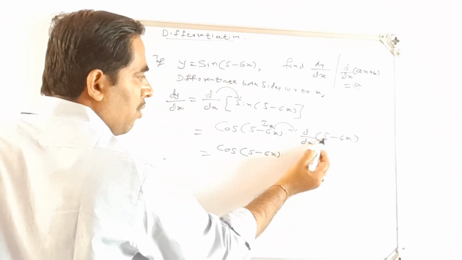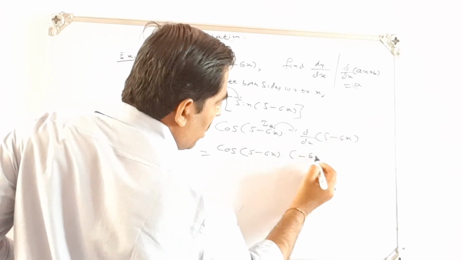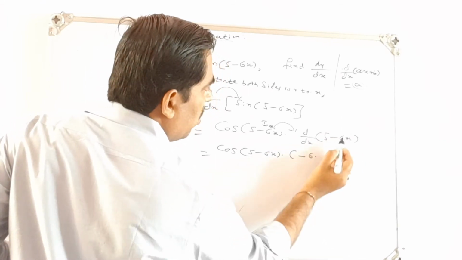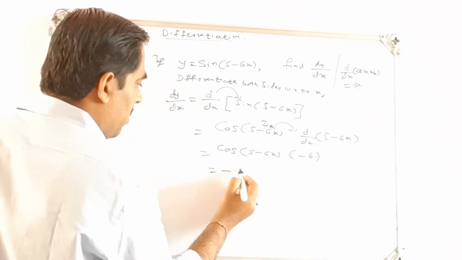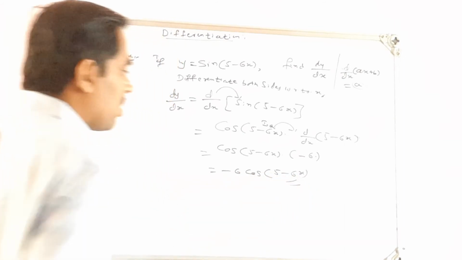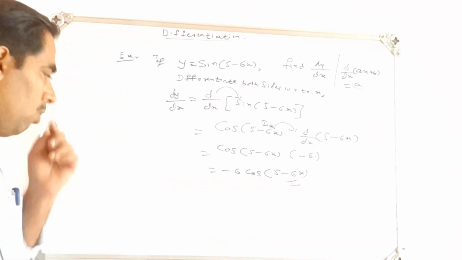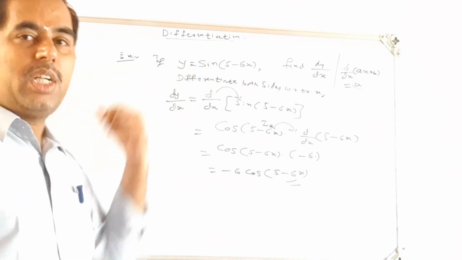The derivative of 5 is 0. So I write minus, 6 outside. The derivative of x with respect to x is 1. The derivative of minus 6x is minus 6 only. So you can write minus 6 cos of 5 minus 6x. In this way, you can write the derivatives of the given composite functions.